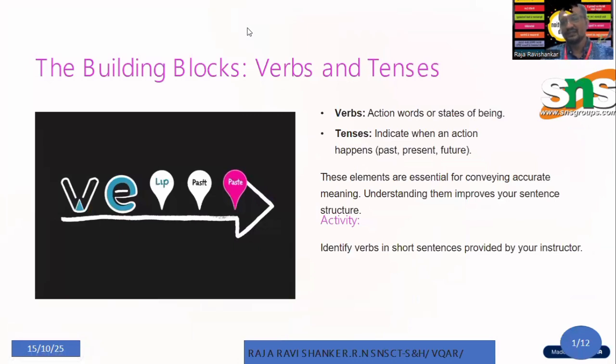Tenses indicate an action in terms of happenings of the action. Verbs go for state of action, not the state of being. So elementally, how we see this are different, conveying the accurate meaning and understanding the sentences. Normally when we want to start with, the subject and verb determines the conditioning.